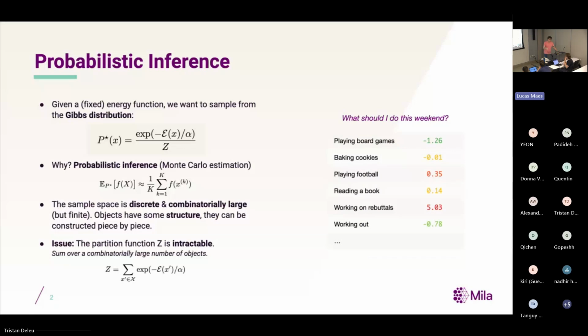And then for each of them, we assume that we can compute the energy associated to this completion. So that's the energy function E, and it's a little bit counterintuitive, but if the energy is high, then this is something that I don't necessarily want to do. For example, working on my rebuttals is something I don't necessarily want to do during my weekend, so it will have a high energy, versus playing board games, which is going to have a lower energy. And the energy can be anything, really. It can be a positive or a negative value. In the end, what we're going to use it for is going to be exponentiated, so everything is going to be positive.